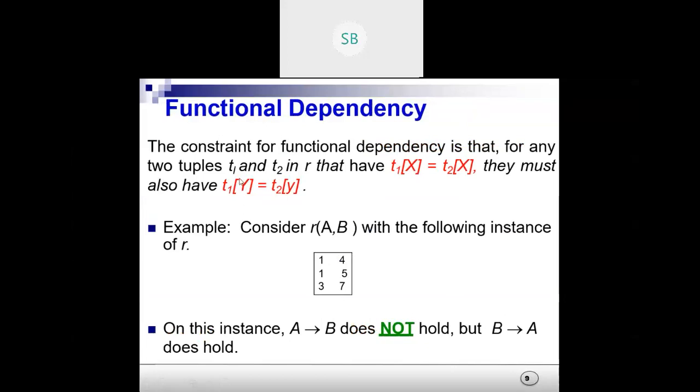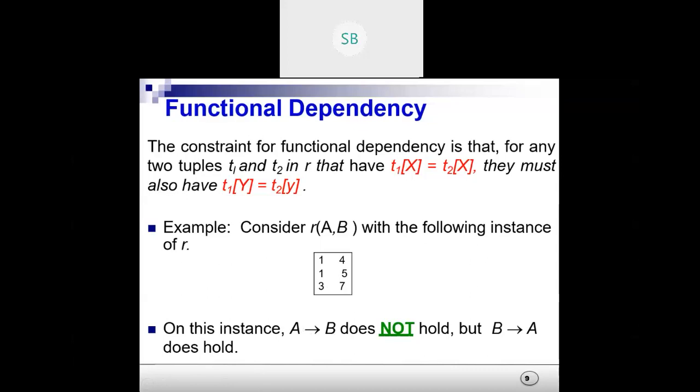Now see, here is example 2. I'll explain it here. The constraint for functional dependency is that for any two tuples, tuples meaning rows, T1 and T2 in R that have T1 of X equal to T2 of X, they must also have T1 of Y equal to T2 of Y. So here there are two columns, A and B, with the following instance. On this instance, A uniquely determines B does not hold, but B uniquely determines A does hold.